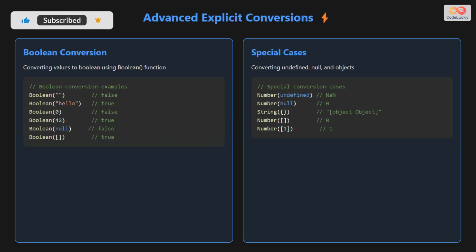Let's delve deeper into some advanced explicit type conversions. Boolean conversions are done using the Boolean method. An empty string, the number 0, and the keyword null will convert to false. All other values, such as a non-empty string or any non-zero number, will convert to true. When converting special cases such as undefined, the Number method will return not a number, or NaN. The Number method, when given the value null, will return 0. Using the String method on an object will return a string object. An empty array converted to a number gives 0, while an array containing a number is converted to that number. Keep these special cases in mind when converting.